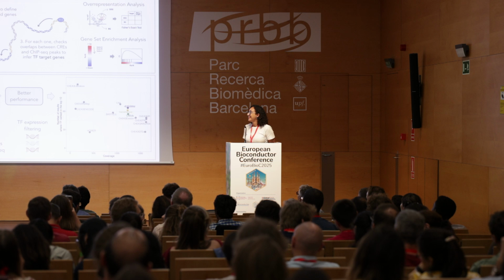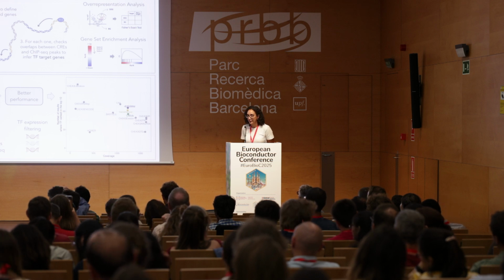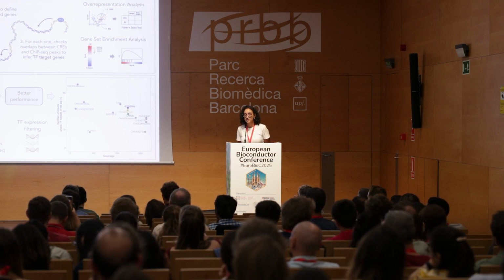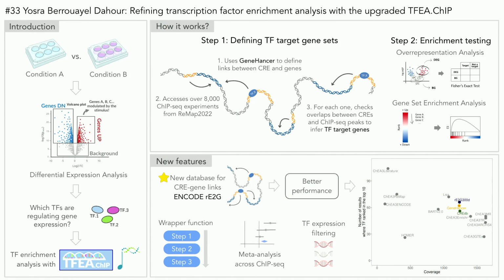When we do an RNA-seq analysis, we end up with a list of genes that are significantly regulated. And one question that we may ask is which transcription factors are modulating those genes. So to answer this question, we can run a transcription factor enrichment analysis using TFEA.ChIP. TFEA.ChIP works by associating regulatory regions to genes, checking their overlap with ChIP-seq experiments from ReMap, and then testing whether those targets are overrepresented in the group of regulated genes.